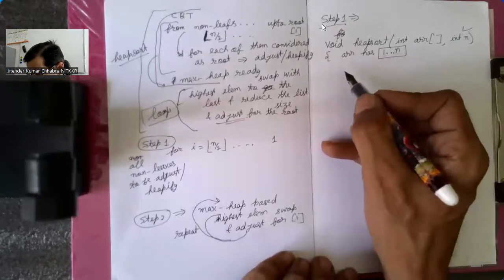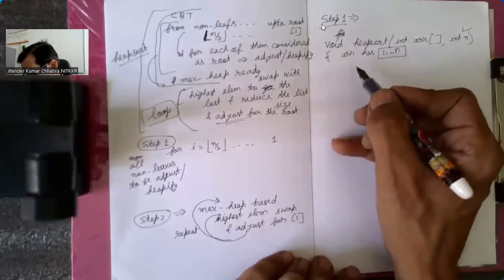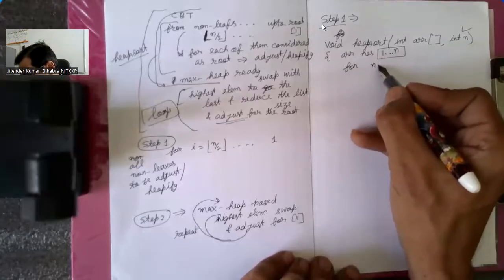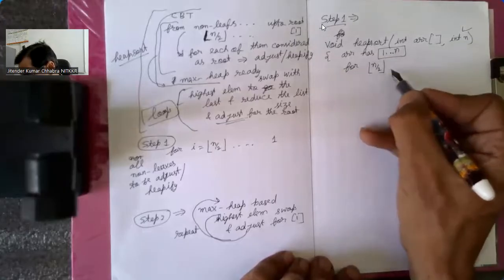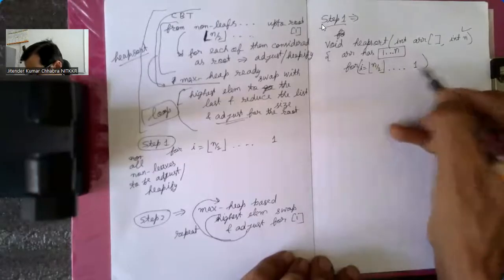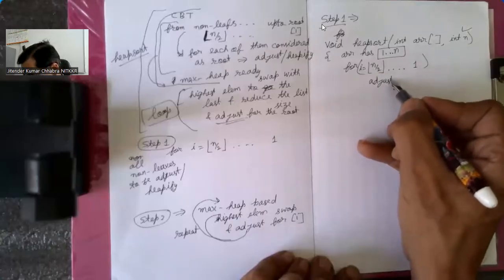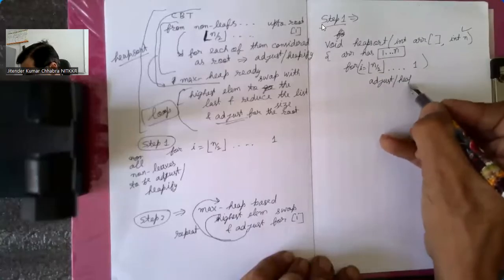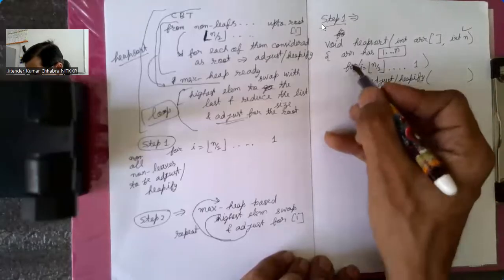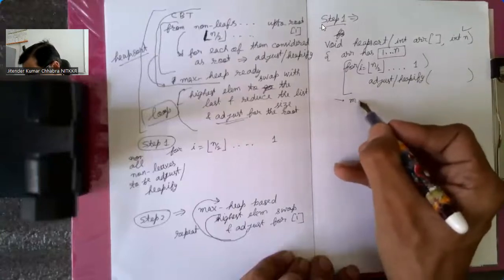Now, for non-leaves, I have to apply the adjust operation. And how many non-leaves are there? n by 2 backwards up to 1. So for i equal to this, what do I have to do? I have to call the adjust or heapify function. What parameters I need, I will decide. And this process I will do, and now the max heap will be ready.